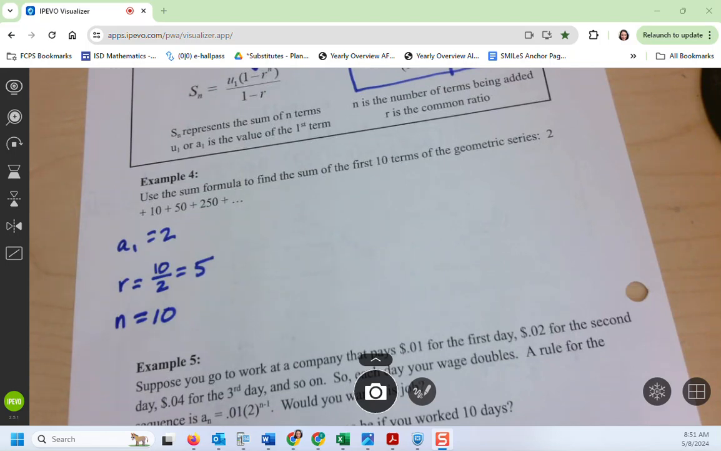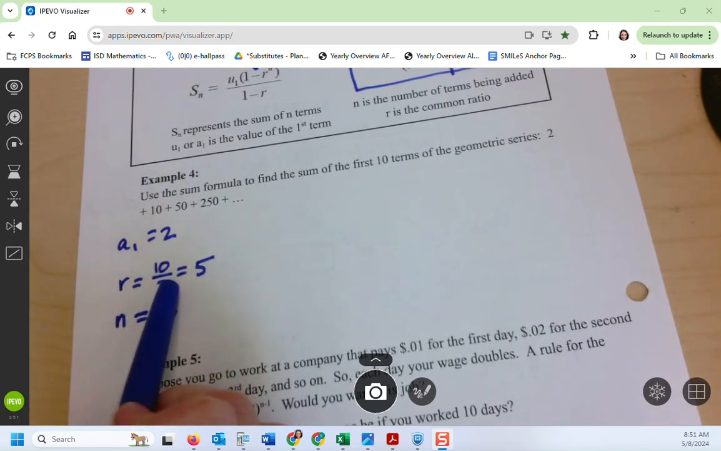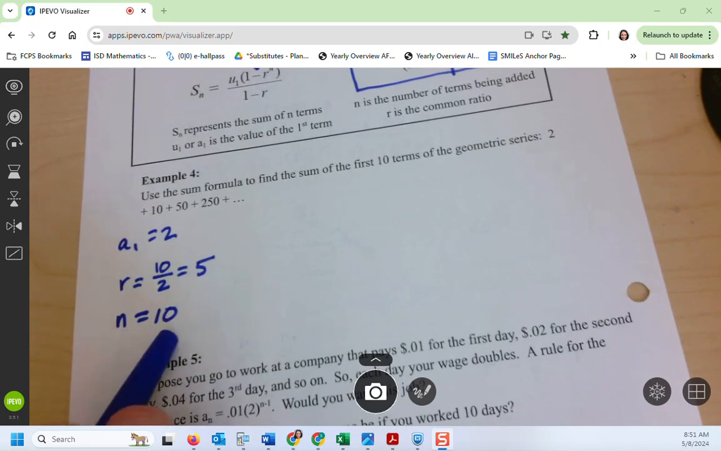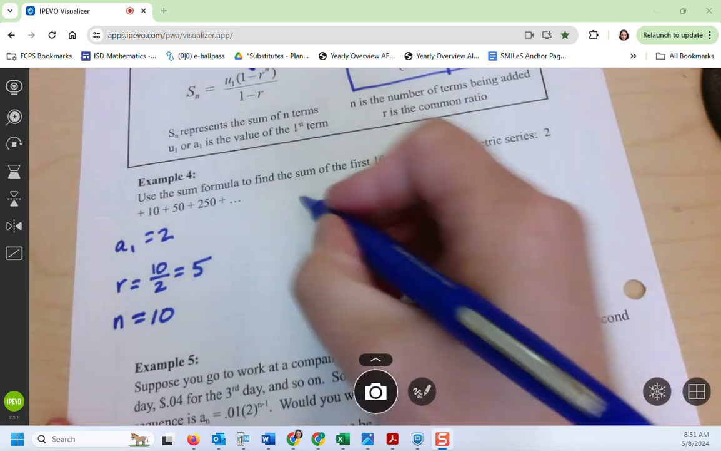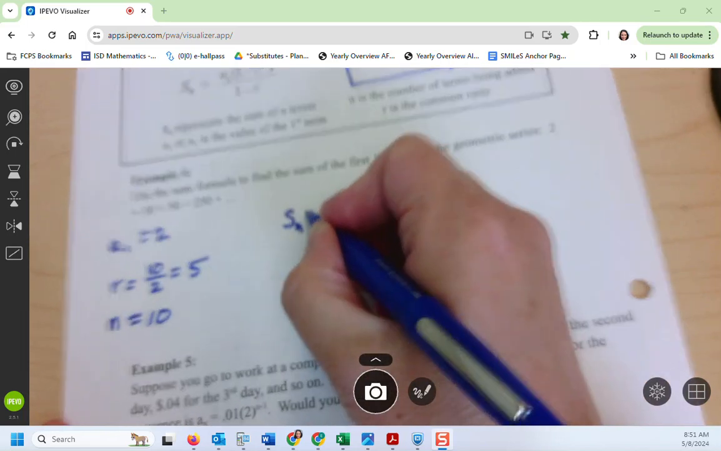Okay, so a sub 1 is your first term. r is the number you multiply by each time. If it were tricky, you would divide the second by the first. And n is the number of terms. And now we're going to use the formula. Turns out the calculator is a little bit tricky too.